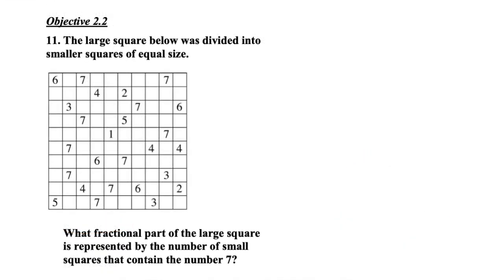The large square below was divided into smaller squares of equal size. What fractional part of the large square is represented by the number of small squares that contain the number 7? So first we need to figure out how many squares there are in total. So if we count 1, 2, 3, 4, 5, 6, 7, 8, 9, 10. And since it's a square, it'll be 10 by 10. So there's 100 in total.